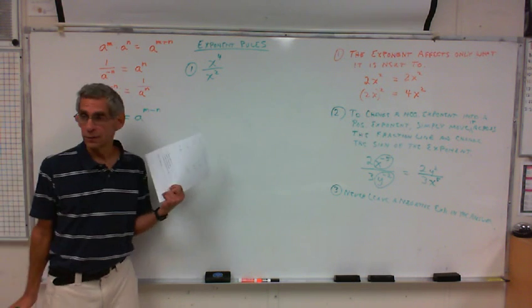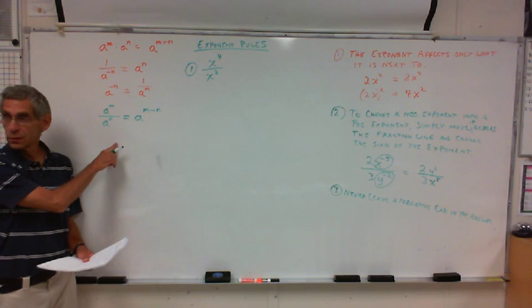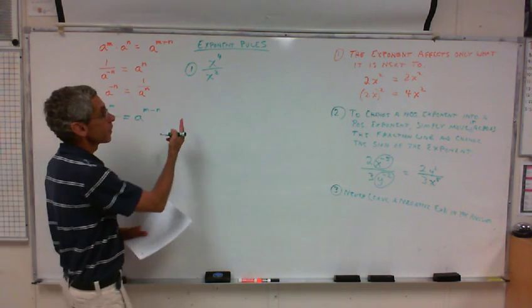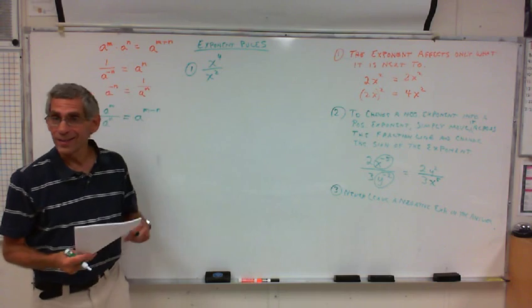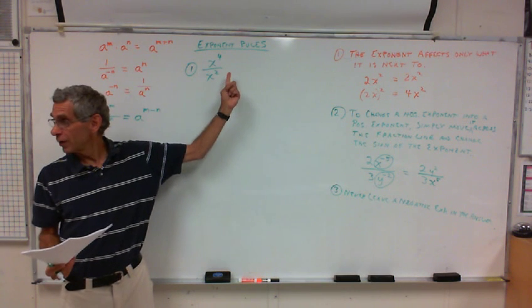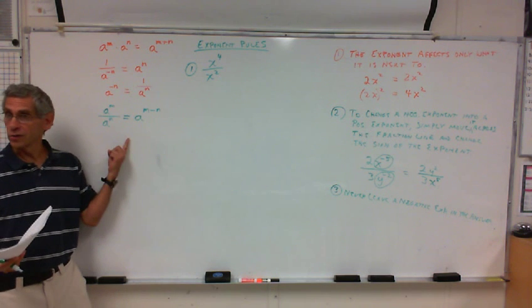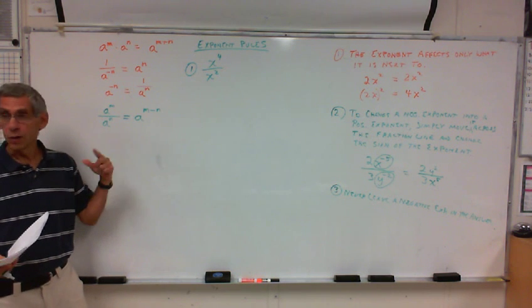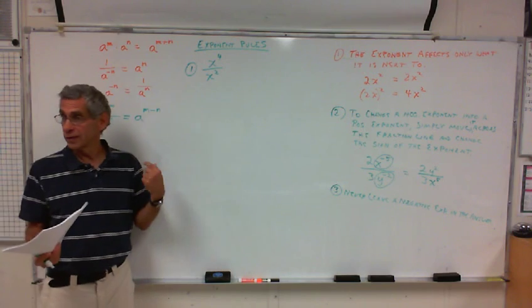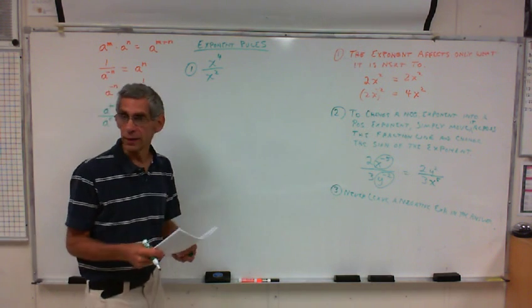In this case, this rule is great. It works really well, because they're the same bases, and the larger exponent is in the numerator. This works really well when the larger exponent is in the numerator, and it works fine when the larger exponent is in the denominator. It just means there's easier ways, I think.